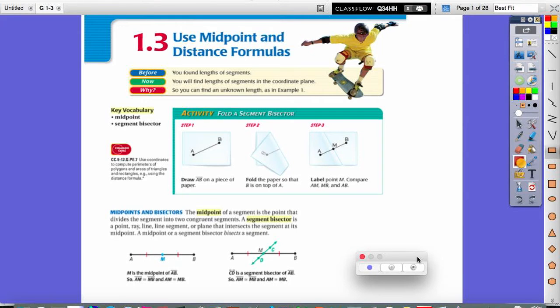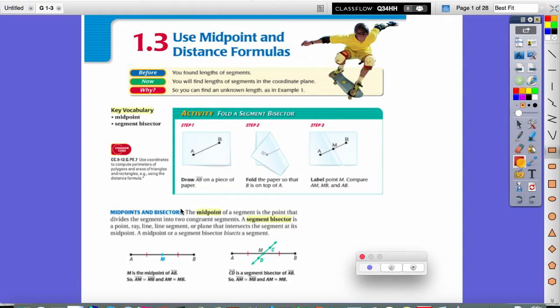Welcome to Geometry Chapter 1, Lesson 3. We're going to use the midpoint and distance formulas. There is an activity here about folding a segment bisector, which you can do. We actually did this in class. So let's go through our definitions.